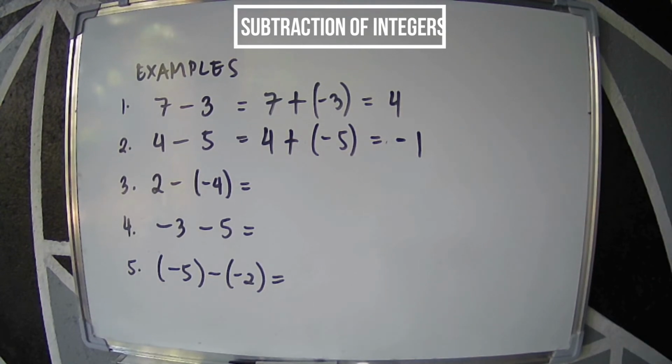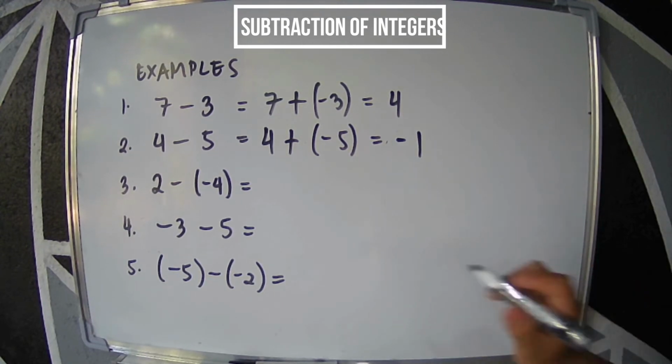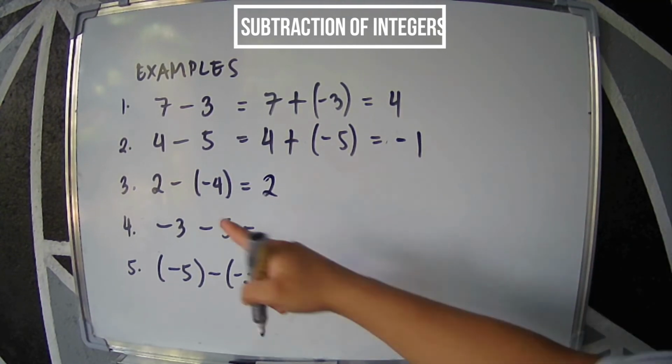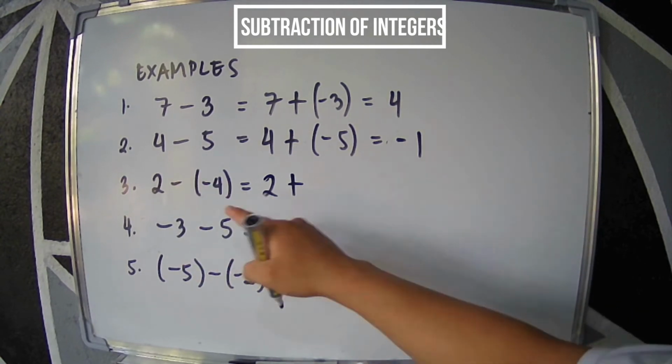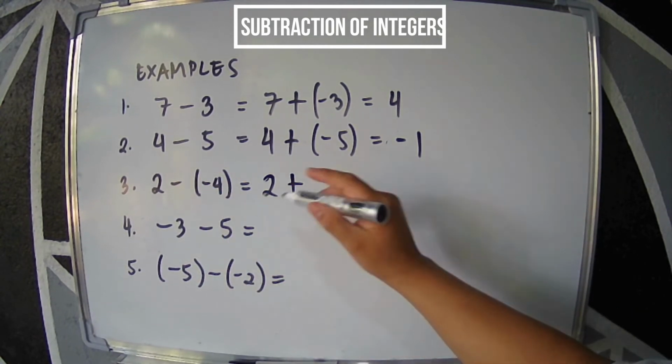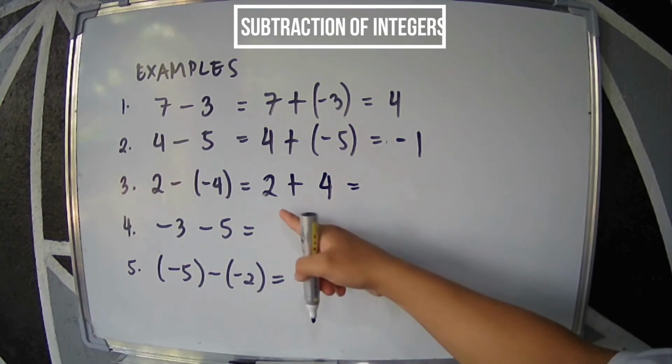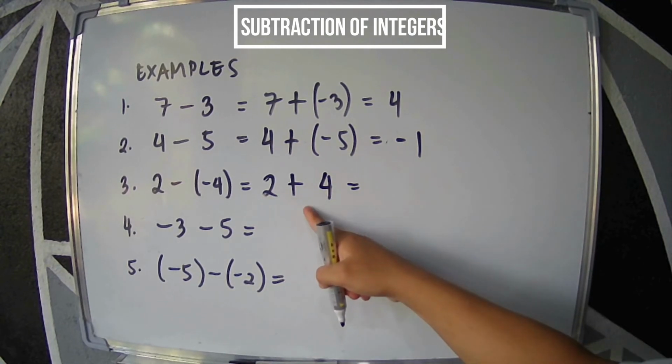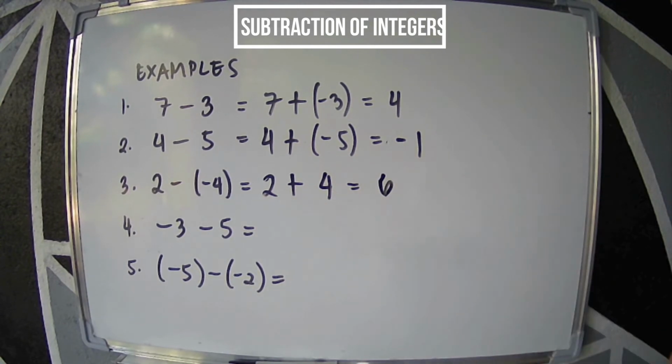Number 3, 2 minus negative 4. So keep the first number, change minus to plus, take the opposite of negative 4, and that is positive 4. Perform addition rule. 2 plus 4. So that's 6. So here, when you encounter two negative signs beside each other, you just perform addition.